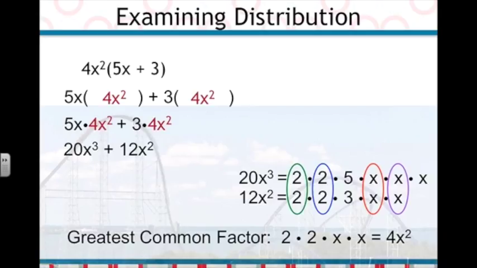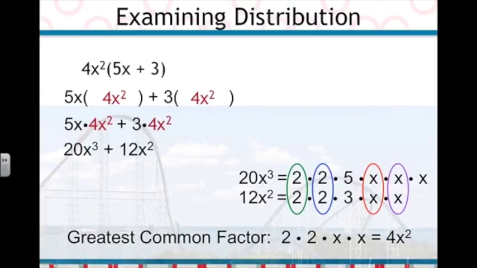Identifying this is the key to factoring out a GCF. Another thing to notice is what was left of the terms after we took out the common factors: 5x and 3, which were the two terms in the original set of parentheses. 5x plus 3.